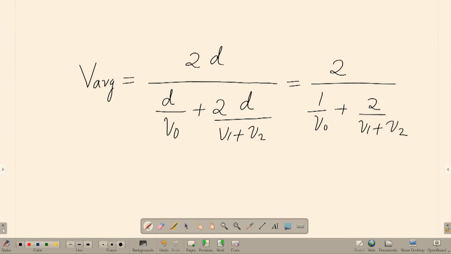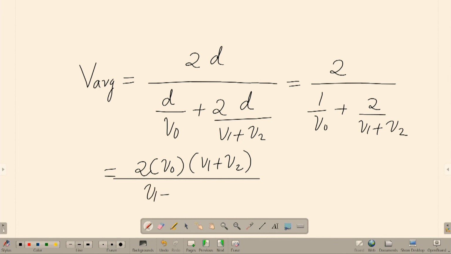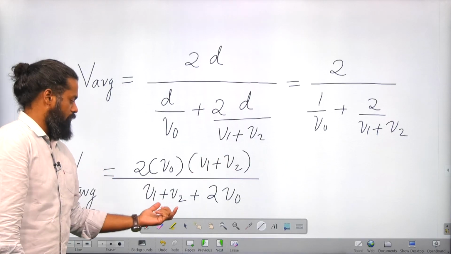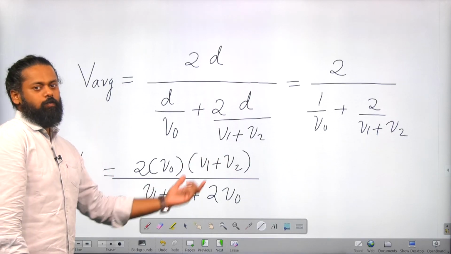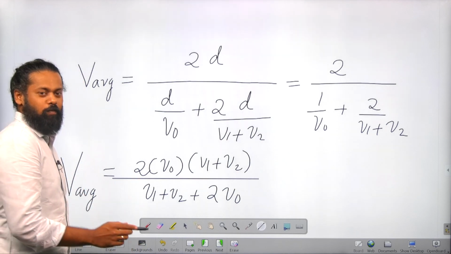Solve this, and the answer is 2 multiplied by v0 multiplied by v1 plus v2, divided by the denominator v1 plus v2 plus 2 v0. So V average is going to be equal to 2 v0 multiplied by v1 plus v2 divided by v1 plus v2 plus 2 v0. I hope all of you understood this problem. Thank you.